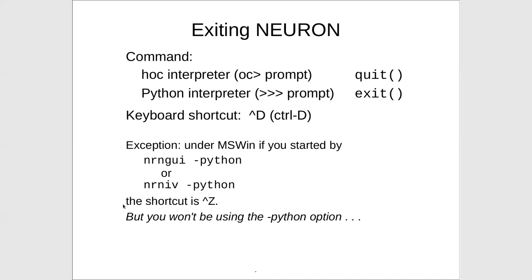With this one exception, always with Windows, there's an exception. If you started NEURON with a -python option, okay, but you're not going to be using the -python option. Nobody should really be doing that anymore. I know some people might.